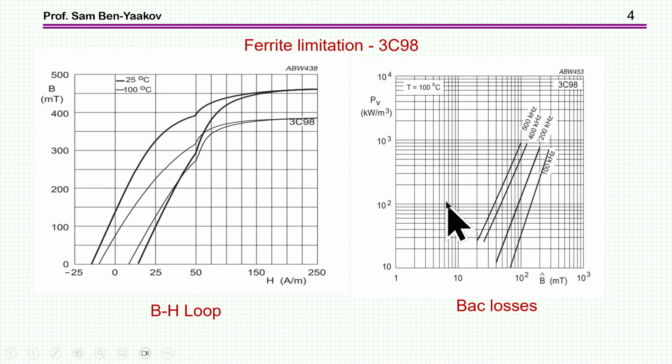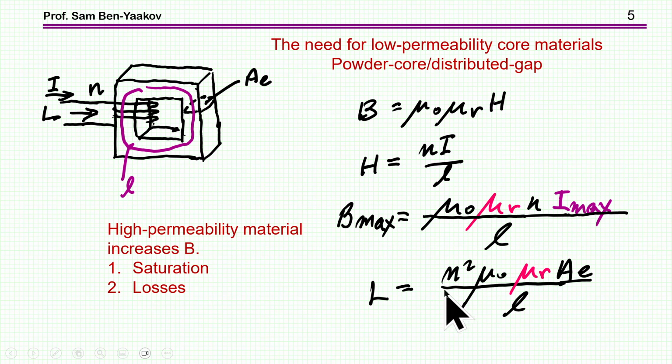You'd like to work usually around here, say, which means that you are limited by the peak value of the AC component of B. So there is a limit to the magnetic flux density that you like to work with, either from saturation point of view or loss point of view. So now we have to derive an expression for the B, for the magnetic flux density.